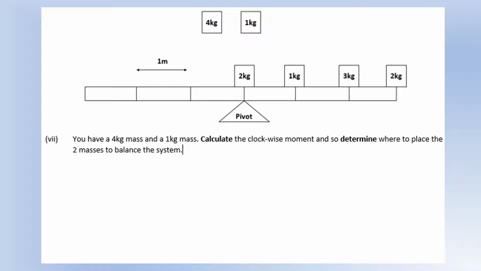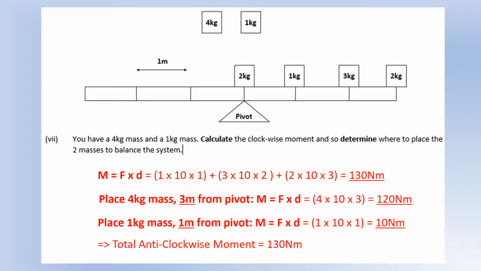Okay, so let's first work out what the clockwise moment is. So that's what I'm going to do first of all. I've turned all the masses into weight forces and multiplied them by the distances. It gives us a total of 130 Newton meters. So what I'm going to try first of all is put the 4 kilogram mass 3 meters from the pivot, so on the left-hand end, and that gives us a total moment of 120 Newton meters.